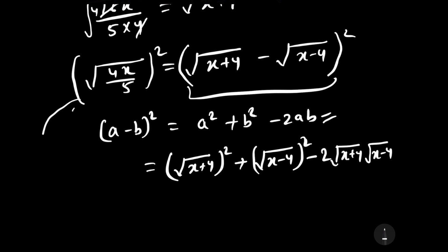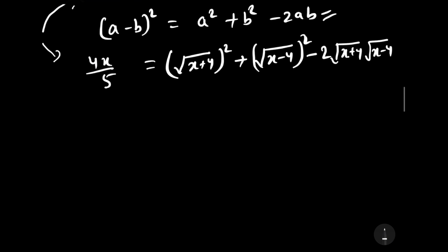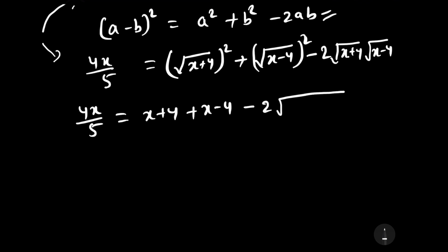And on this side, the square root will cancel out with this square, and this will be equal to 4x upon 5. Now further this can be solved as 4x upon 5 is equal to x plus 4 plus x minus 4 minus 2. Since it is the root of a and the root of b, this can be written as square root of x plus 4 into x minus 4.